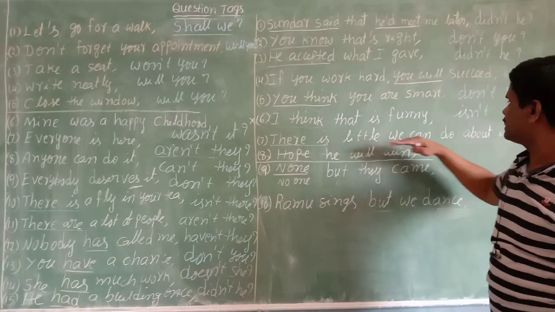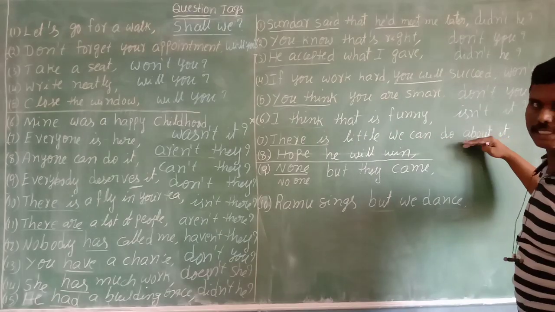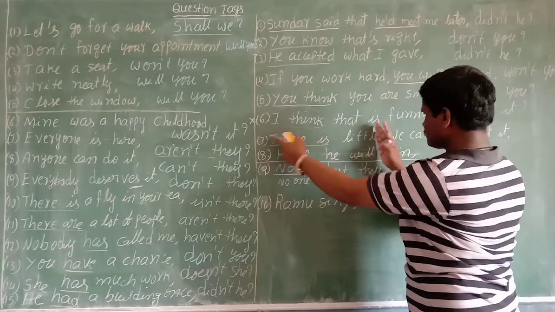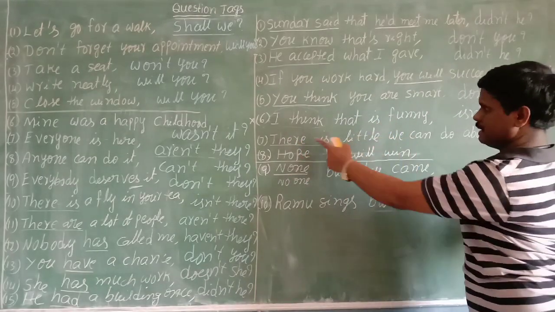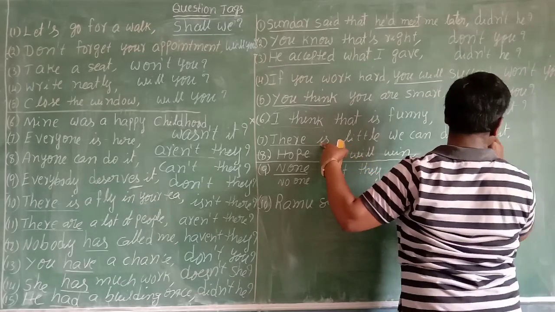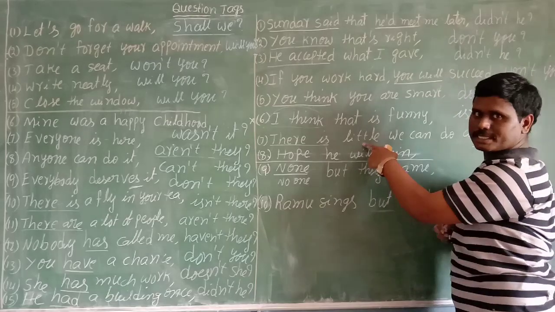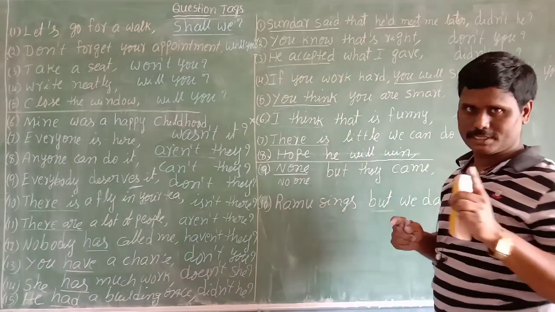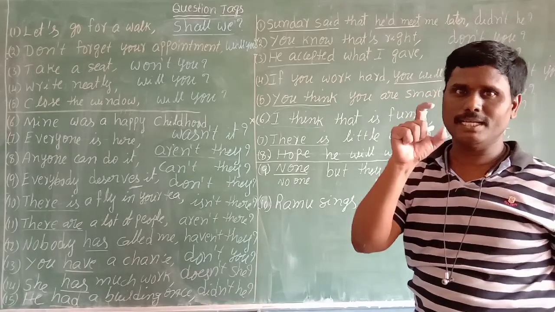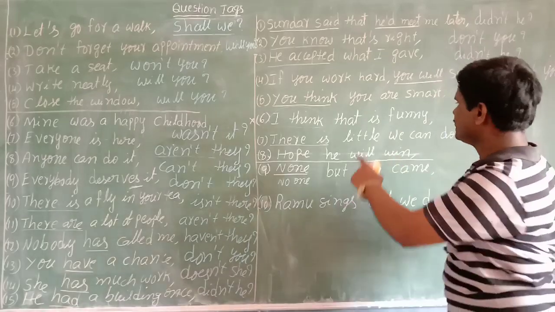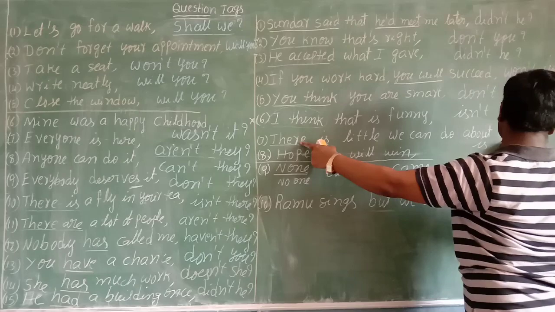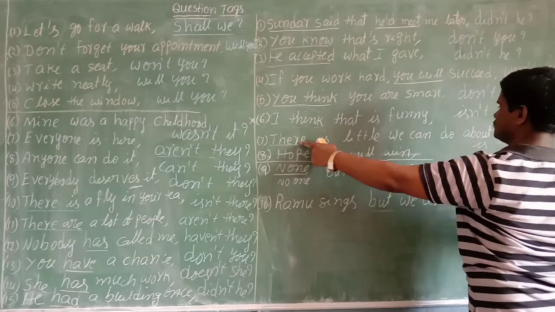Next. There is little we can do about it. There is little is the main clause. We can do about it is the subordinate clause. There is little, is. So the question tag is. Little is a negative word here. Little, friends, is negative. A little is positive. So little is negative, so is, no contraction. There. So we use is there.